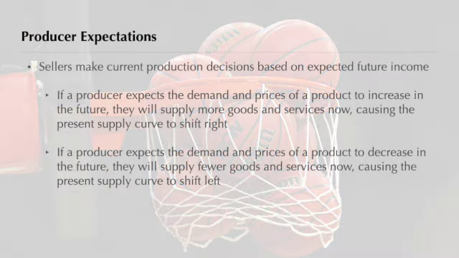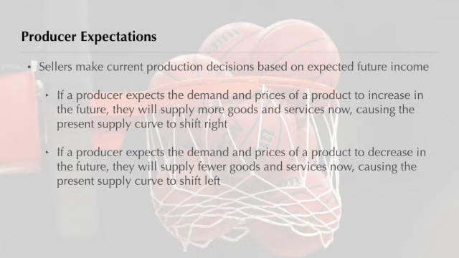Just as consumers sometimes make current buying decisions based on their expectations of future income, suppliers make current production decisions based on their expected future profit. Producers' income, of course, depends on the prices that they can charge for their products. The expectations they have of future changes in the price of their products can affect how much of their product they supply to the market now.